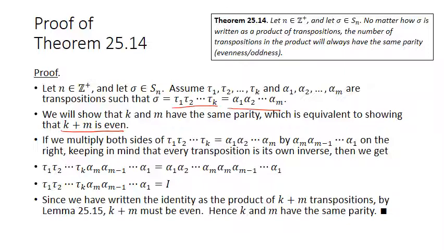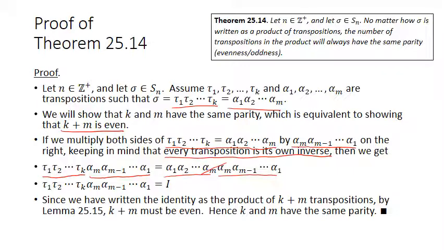And so what we're going to do is pretty easy. We take this equation here where we've got the two expressions for sigma equated to each other, and then we're going to multiply by alpha m minus 1, through alpha 1 on the right. And this is going to work because every transposition is its own inverse. Remember, if you swap two numbers and then you swap them again, then you've swapped them back. So you basically did nothing if you swap and swap back. Okay, so what's going to happen here is we're going to get tau1 through tau k times alpha m through alpha 1 on the left side, and then on the right side we have alpha 1 through alpha m, and then alpha m back down through alpha 1. And so these are going to cancel out.